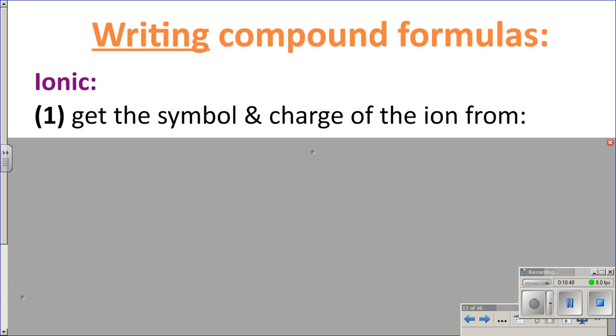So when you write out an ionic formula, you have to find the stuff involved. So find the symbols on the periodic table. Then you have to know the charges that are associated with those. Last unit, we were talking about how if something wants to be like a noble gas, it's going to gain or lose electrons. So we already know the charges. We just have to trigger our memory here.